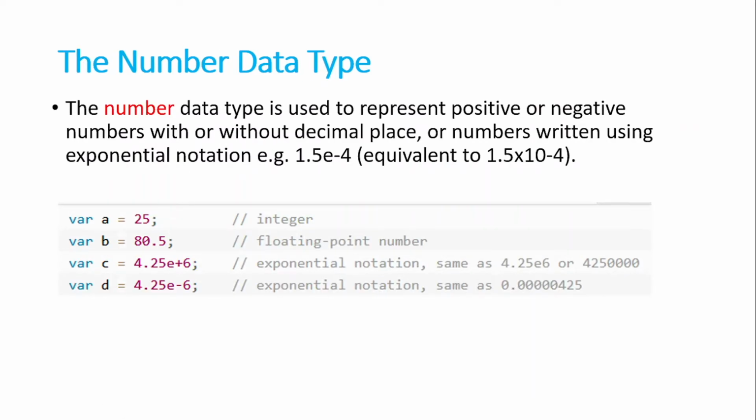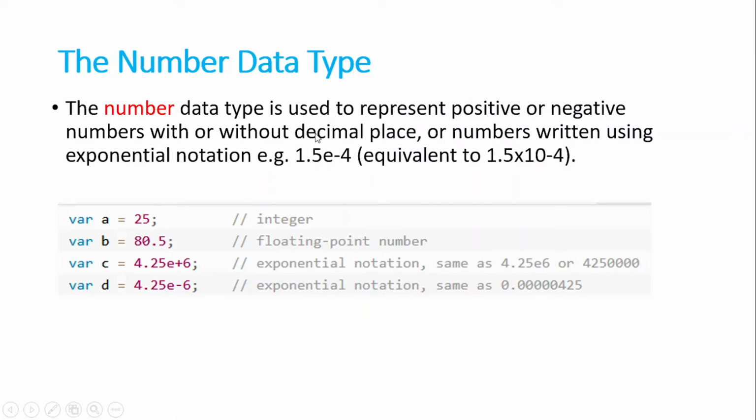Then there comes the number data type. The number data type is used to represent positive or negative numbers with or without decimal places, or numbers written using exponential notation. Example: 1.5e-4. This is actually equal to 1.5 times 10 to the power minus 4.